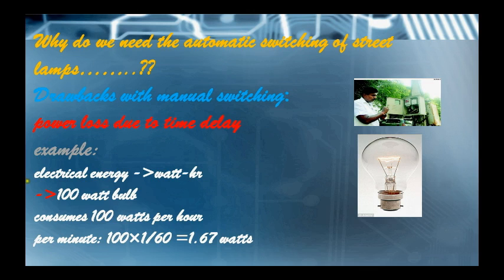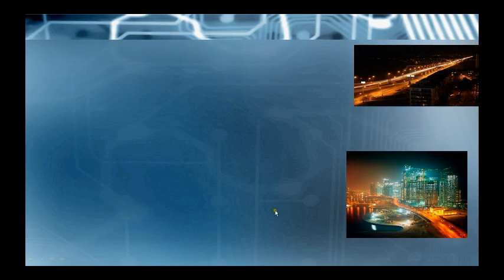Let me give you an example to show you the power loss caused by this time delay. Generally, electrical energy is measured in watt hours. So let me consider a 100 watt bulb. A 100 watt bulb consumes 100 watt hours per hour. Let us calculate it for a minute. A minute is the 60th portion of an hour. So 100 divided by 60 equals 1.67 watts. So a bulb consumes 1.67 watts per minute.